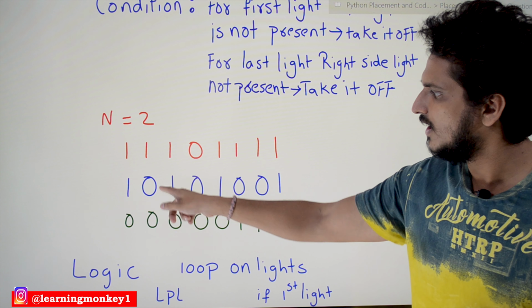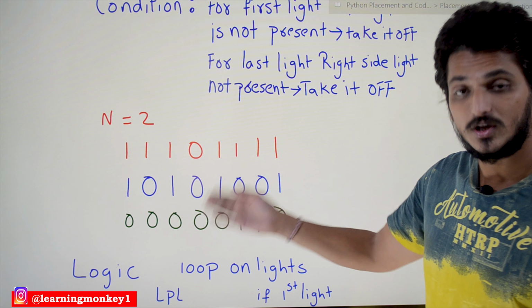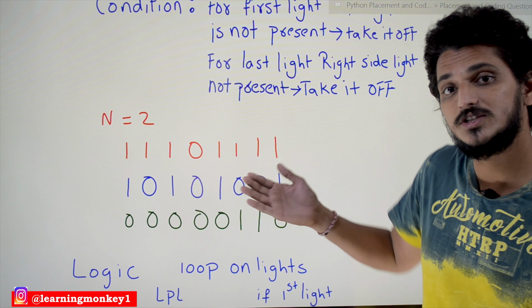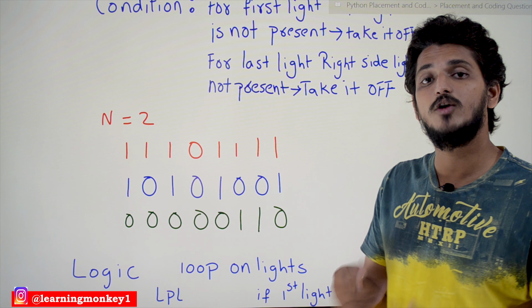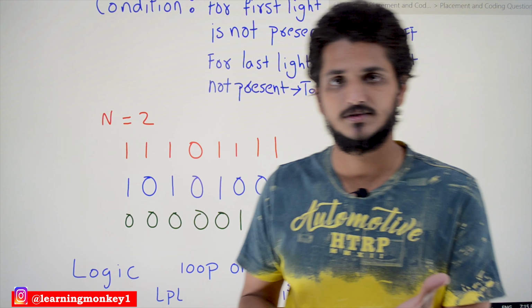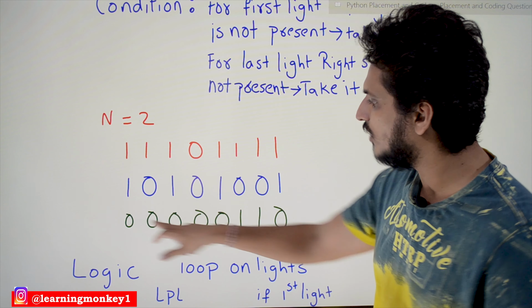After one day, the position of the lights will be like this: first light is on, second light is off. It keeps continuing the next day also, because n is equal to 2. If n is equal to 5, you have to continue it 5 times. This is the output you have to display.